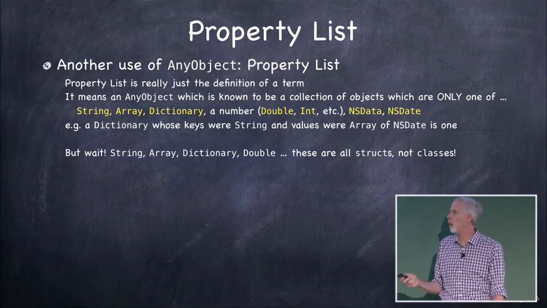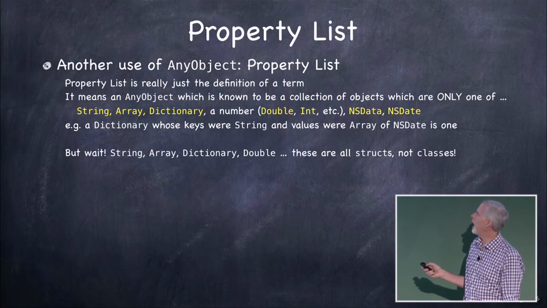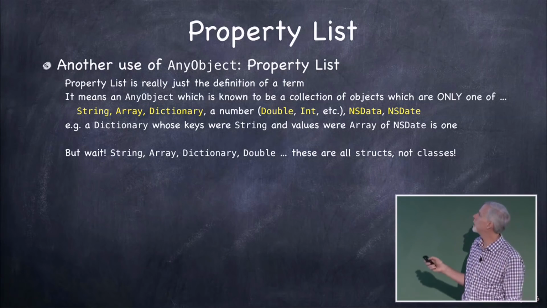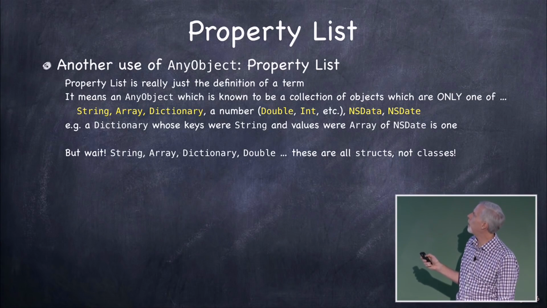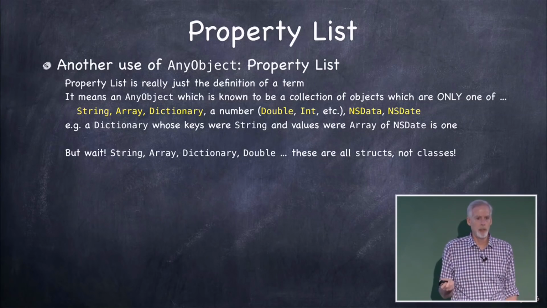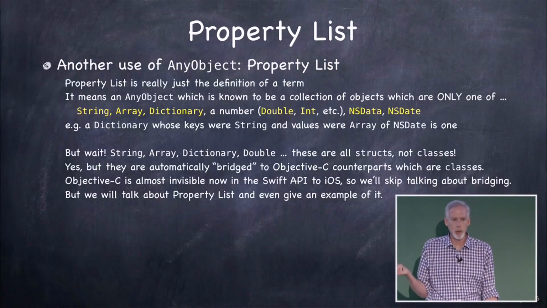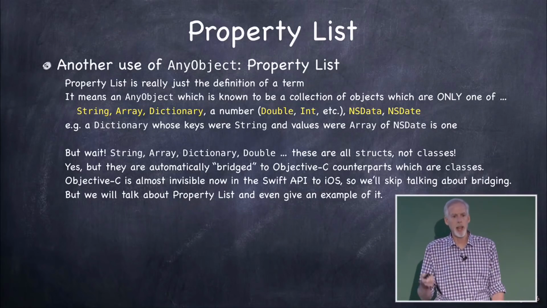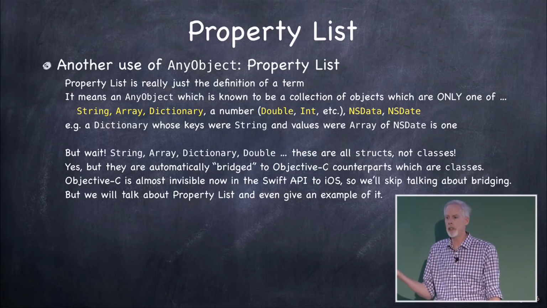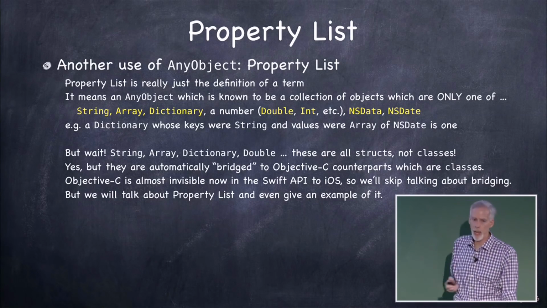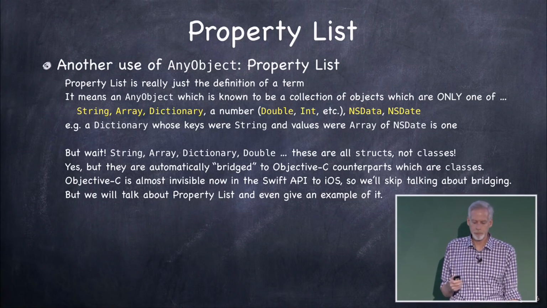And you might be like, oh, wait a second. Any object has to be a class. It can't be a struct. But string, array, dictionary, double, those are structs. So how could these ever be in a property list? How could it ever be in any object? And the answer is the bridging. Okay? We got this automatic bridging to Objective-C. Okay? It automatically treats them like NS dictionary, NS array, NS number, which are all classes, and it allows them to be any object. Okay?